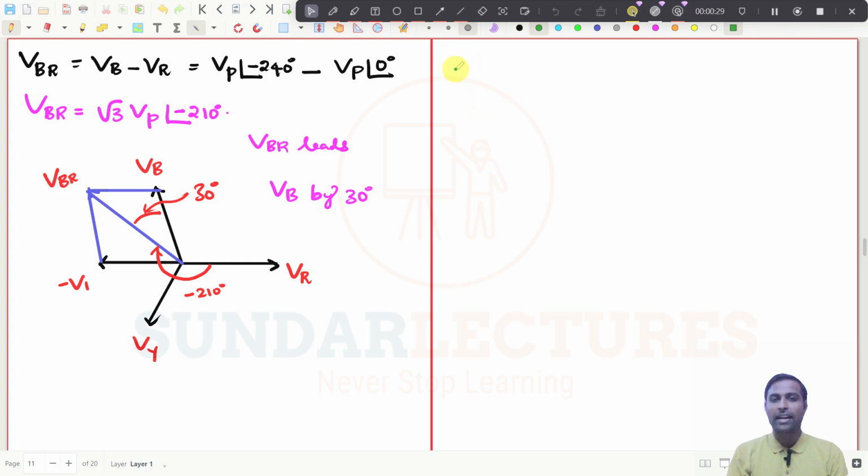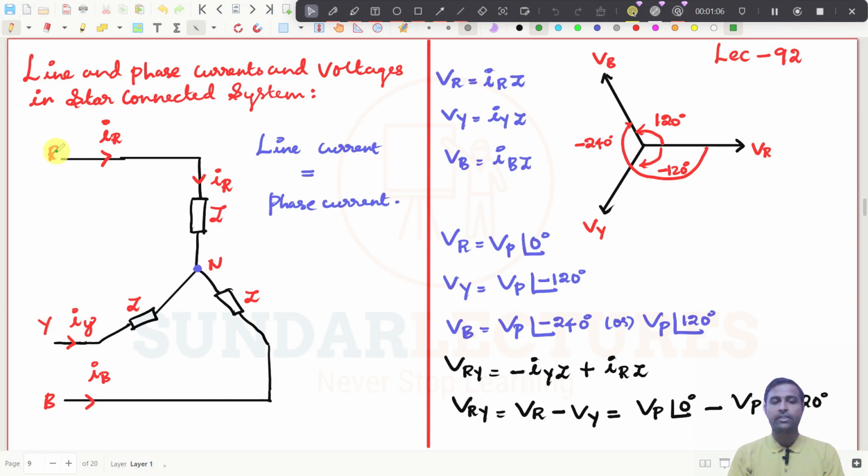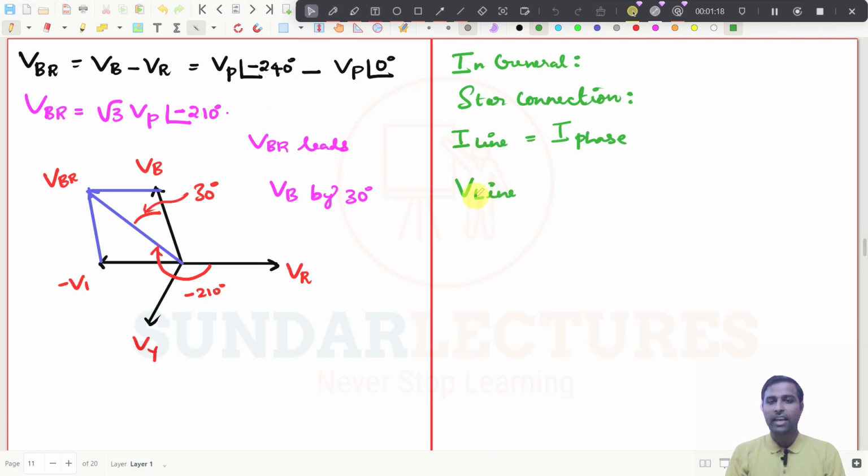See, what is the thing you have to understand in general, in star connection, what happens to line current and phase current, which means I line will be equal to I phase. And in general, V line, that is between two lines, we will call it line voltages. Try to understand, between two lines. That is what I generally want to explain to you. Between two lines, which means VRY, VYB and VBR, we will generally call it line voltages. And between those, what we will get, that is what I have written as V line will be root 3 times V phase. That is what you have to understand.